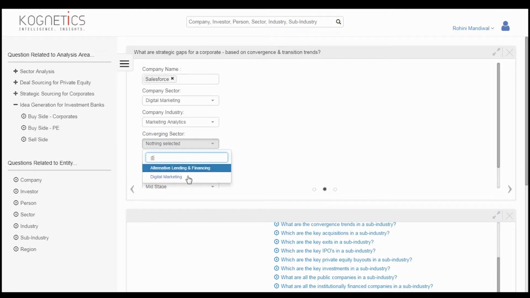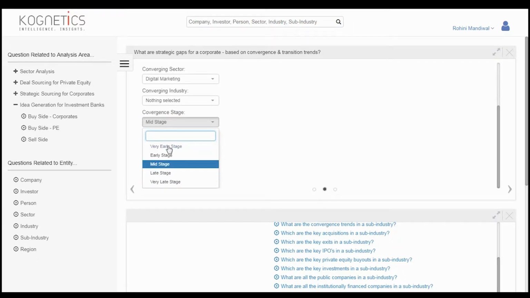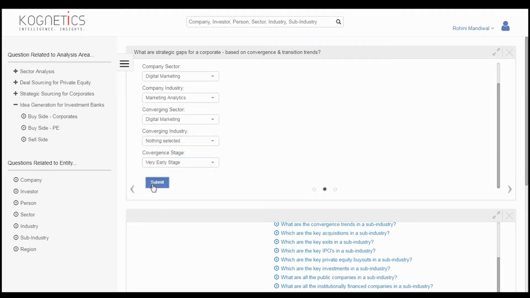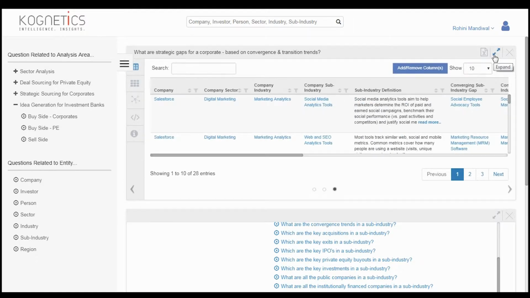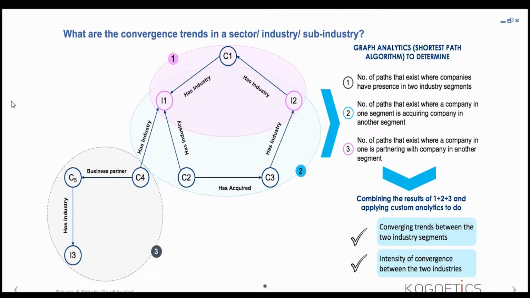Let us restrict the analysis to digital marketing, convergence stage, very early stage, which will give us a view of all the convergences, and submit. The algorithm powering this query mines through organic growth and inorganic growth trends, as well as technology partnerships at a company level, and uses graph analytics to determine the intensity of convergence between two industry segments.